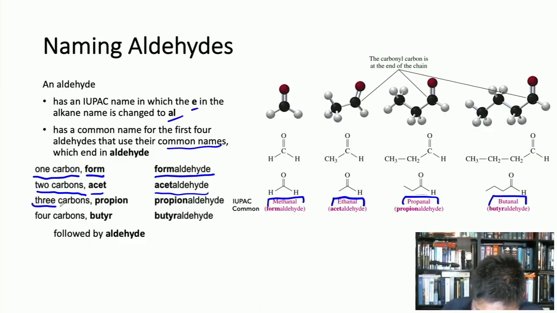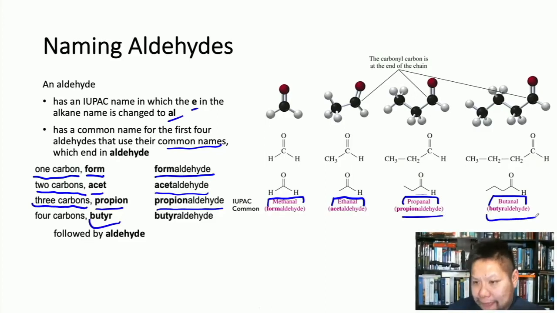3 carbons is propion, so propionaldehyde. And then 4 carbons is butyr, or butyraldehyde for butanal. I am perfectly fine with you staying with the IUPAC names because they're a lot easier to remember.